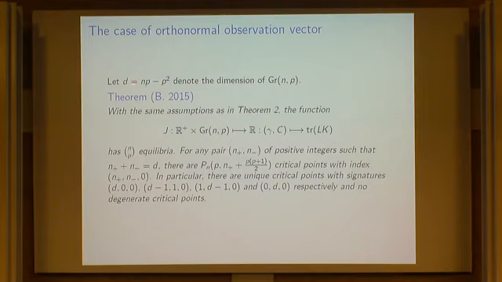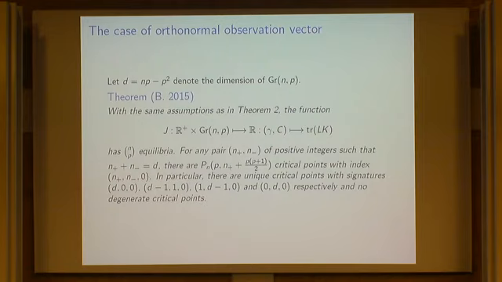So if D is NP minus P squared, that's the dimension of the Grassmannian. How many critical points does J have? N choose P, that's a lot. How many of each signature? So you fix N plus and N minus. They have to sum to D, of course. How many critical points with this signature do you have? Well, this is the answer: the restricted partition by N of P, with N plus this. That's the number of critical points of signature N plus, N minus, and I should write here 0.